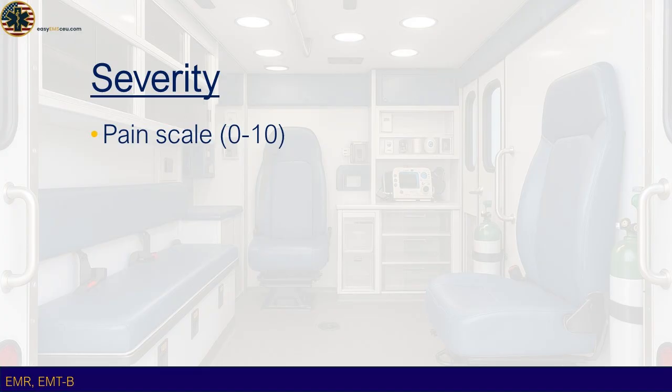Tracking changes in severity can show whether interventions like oxygen, medication, or repositioning are helping, and it ensures consistent communication with hospital staff during handoff. Using the pain scale also encourages patients to actively participate in their care and allows EMS providers to prioritize interventions based on the level of distress the patient is experiencing. Remember, EMS providers can also use this severity scale to help patients gauge and communicate their levels of distress.